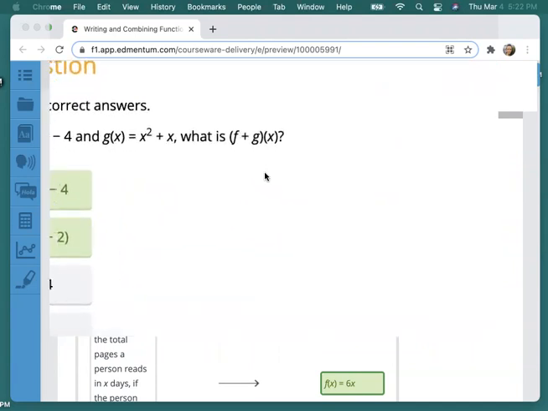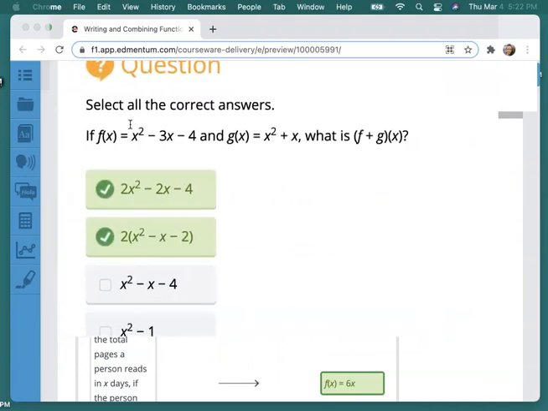Okay, I think this is the last one I wanted to go over. So select all the correct answers means there's more than one. And if f of x equals x squared minus 3x minus 4, g of x is x squared plus x, what is f plus g of x? So we're adding the two functions, okay?